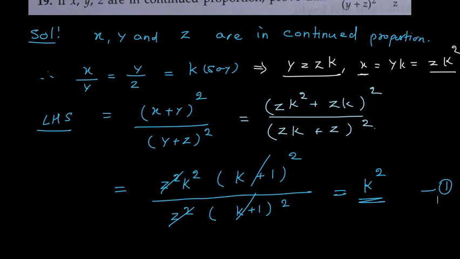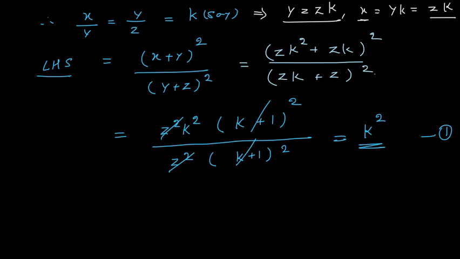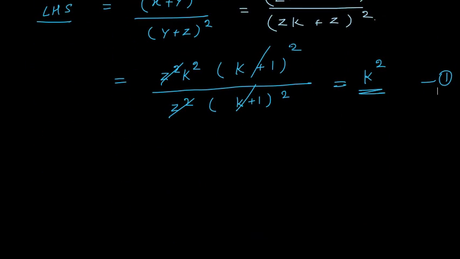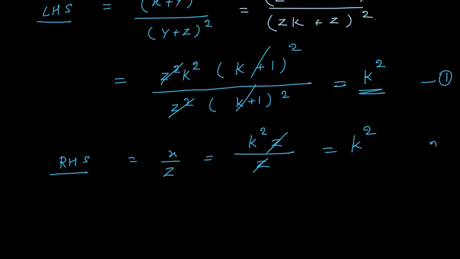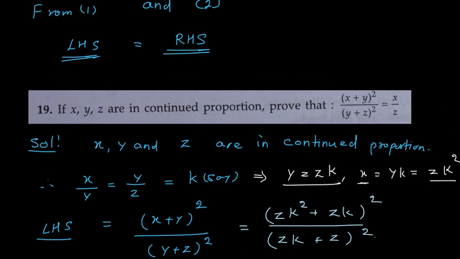Right, this is your LHS. For RHS, what is your RHS? It is x upon z. Now RHS is equal to x upon z. x you can write as z into k square, right? k square into z, and this is z, so z cancels, your result is k square. So therefore LHS is equal to RHS. Hence you prove that x plus y the whole square upon y plus z the whole square is equal to x upon z.